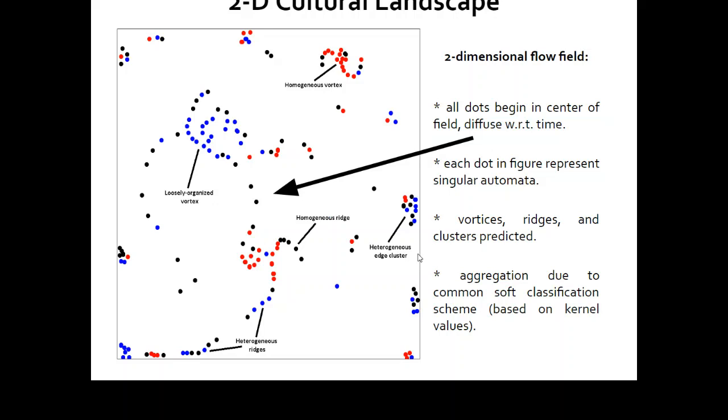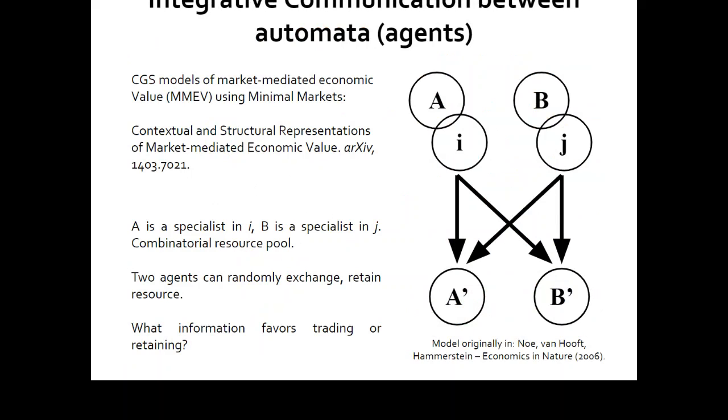But it's kind of hard to map this to actually what's going on in the cultural world, and it's also hard to figure out exactly what mechanisms we want to use for this. So this is something that's been hard to represent well, but I think this is conceptually the right direction. I wanted to talk about integrative communication between automata.